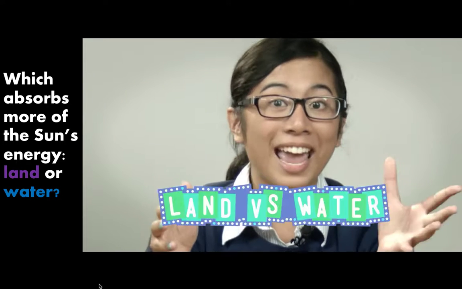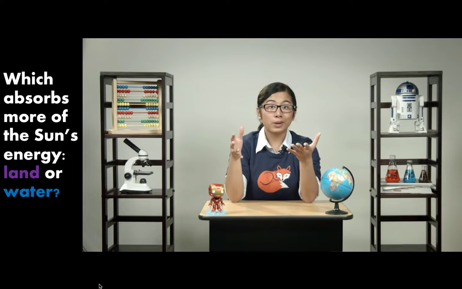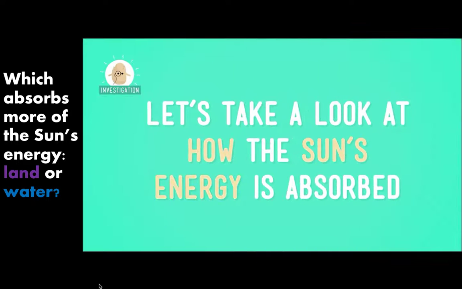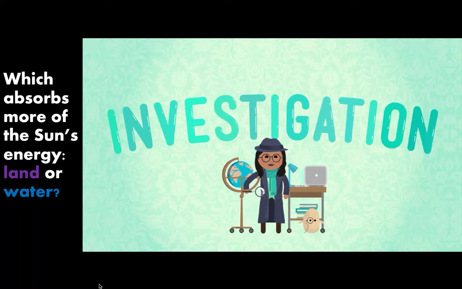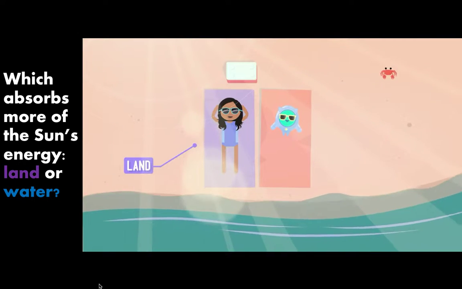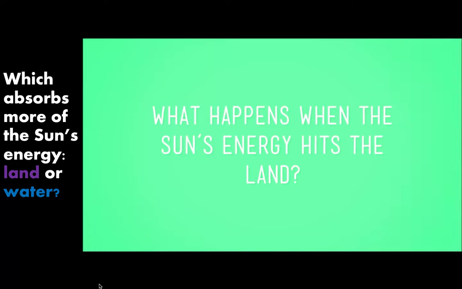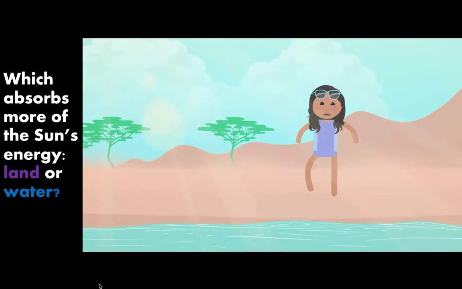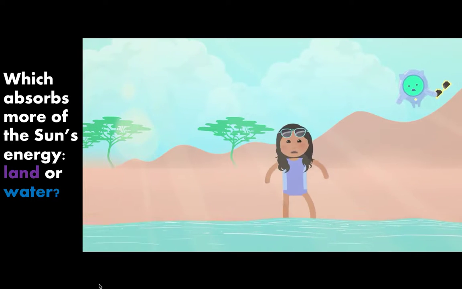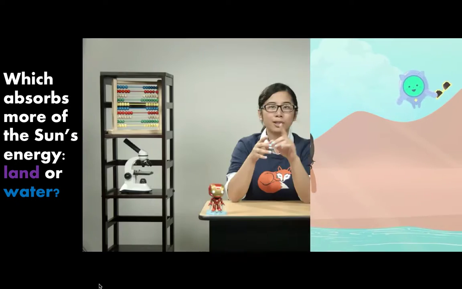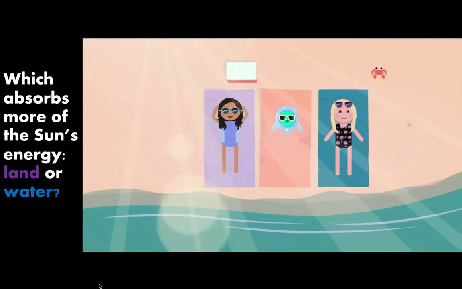It's time to play land versus water. Okay, let's think of a place somewhere on Earth where land meets water. Is anyone else thinking beach? Let's take a look at how the sun's energy is absorbed by both the land and the water on our little beach. The land is all of the sand you see right up to where the shoreline starts, and the water is the shoreline and all of the ocean behind it. So, what happens when the sun's energy hits the land? Well, the sunlight is absorbed by the sand, making the sand warm or even hot to the touch. The longer the sand is exposed to the sun, the more heat it absorbs. Now, let's take a close look at the land. It's darker in color than the water, and generally, darker colored objects absorb more heat than lighter colored objects.